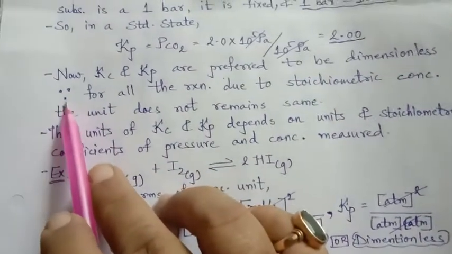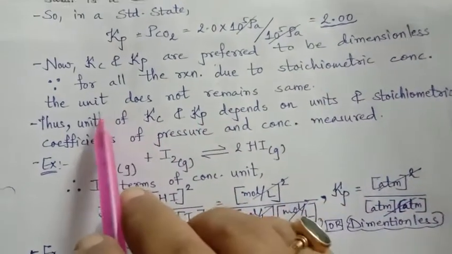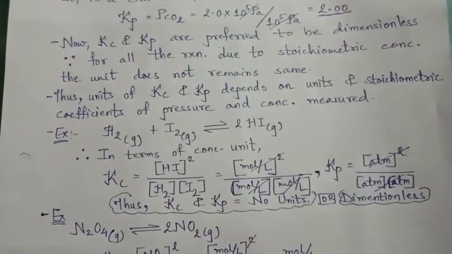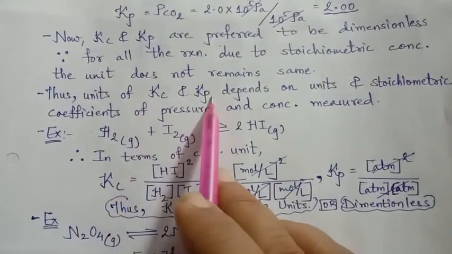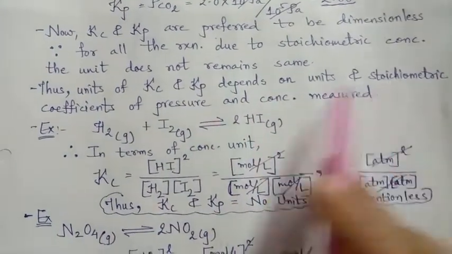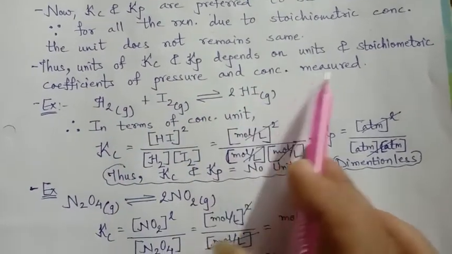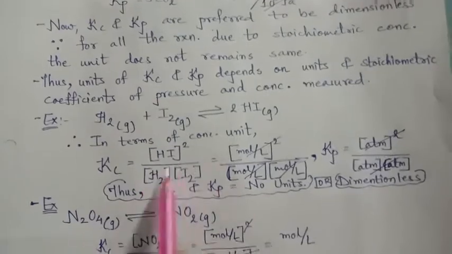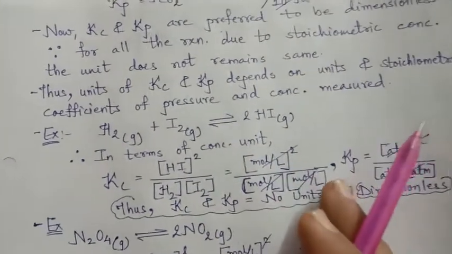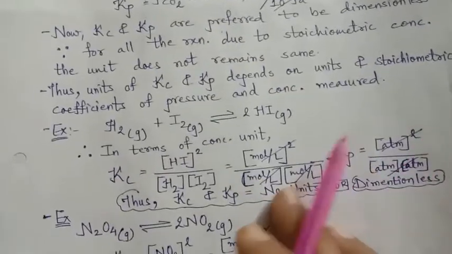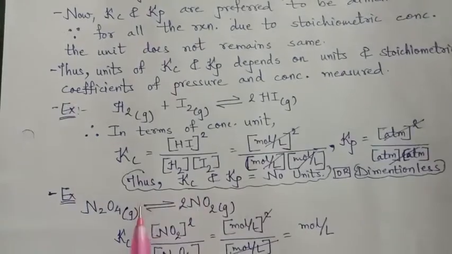Why? Because for all reactions, due to stoichiometric coefficients, the unit does not remain the same. Thus, the units of Kc and Kp depend on the stoichiometric coefficients and the units of pressure and concentration in which they are measured. If measured in Pascal, then it will be Pascal. If bar, then it will be bar. Right? If atmosphere, then it will be atmosphere. But concentration will be mole per liter.